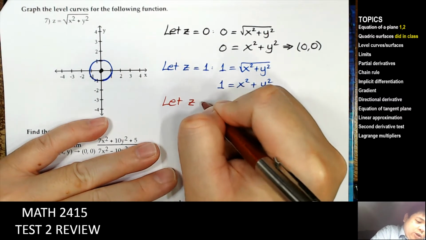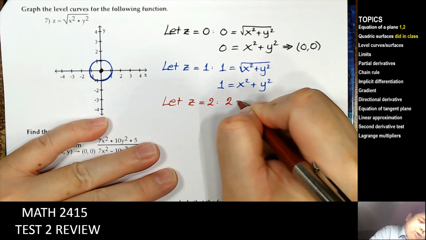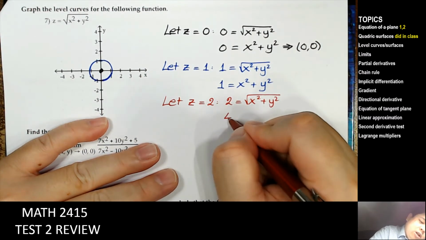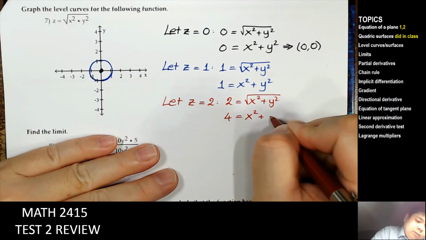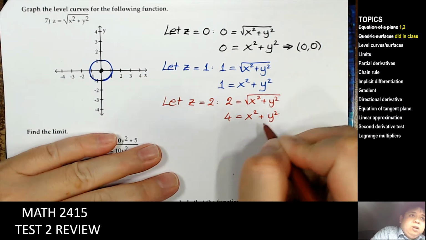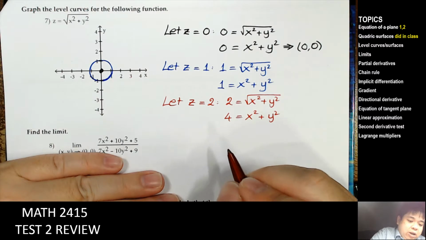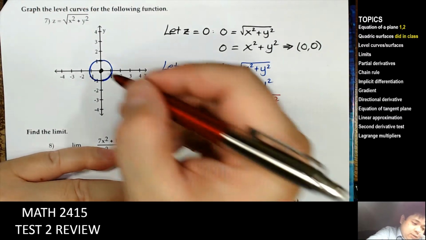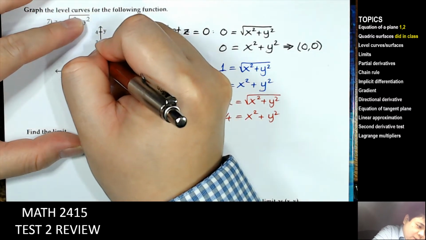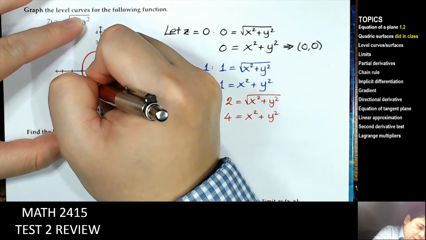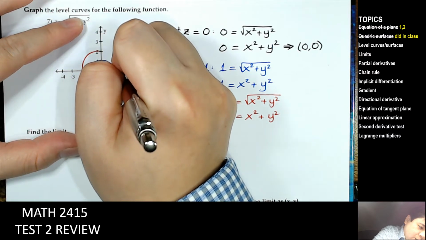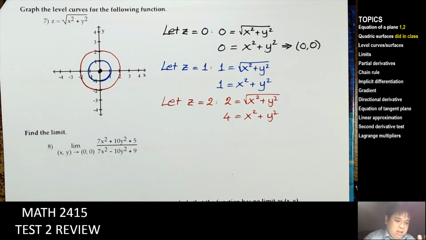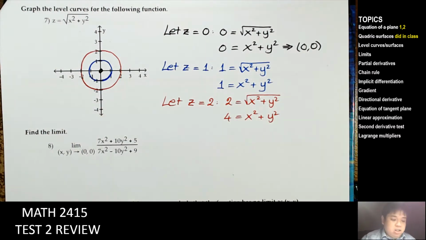let z equal to 2. We have 2 equal to square root of x squared plus y squared. Square both sides. And this is a circle with radius equal to 2. And then we just keep doing that, z equal to 3 and higher. So we have concentric circles.